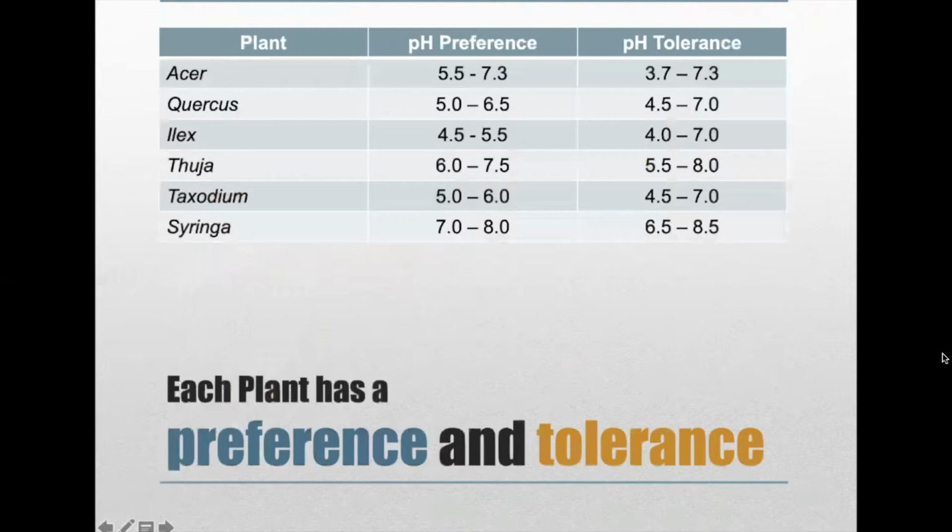Now, each plant has a preference and a tolerance to soil pH. And the soil pH is pretty difficult to change, especially if you have a high soil pH and you want to bring it lower. So instead of trying to change your soil pH, you should select a plant that does well in that specific pH for your site. Hence, planting the right tree for the right place.